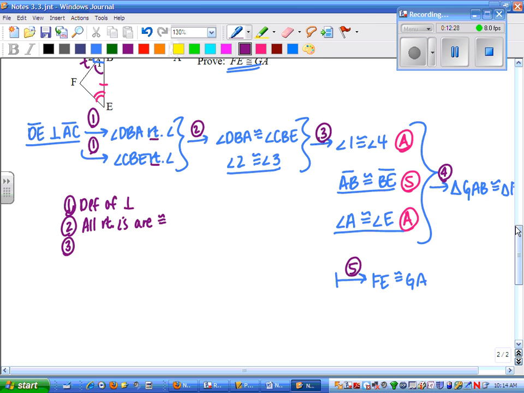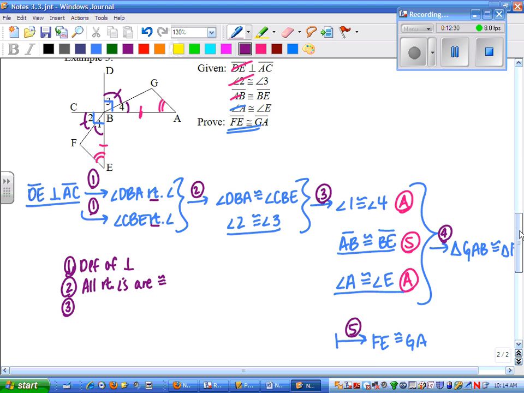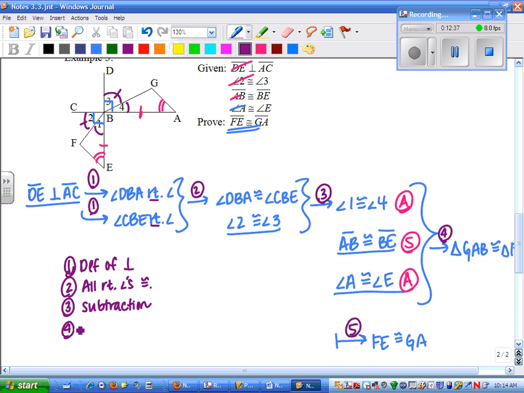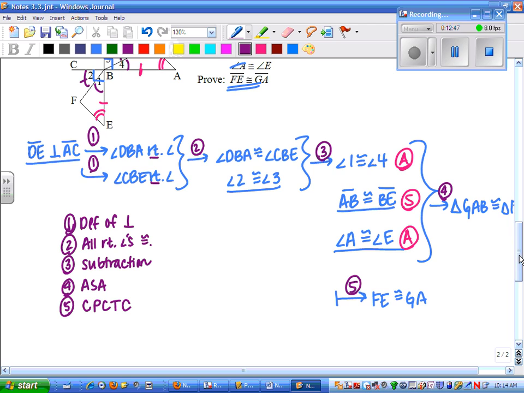Number 3, we're going from a big angle to a small angle, so what we're doing is subtraction. 4 is angle side angle, proving the triangles are congruent. And 5, corresponding parts of congruent triangles are congruent. That's it for today.